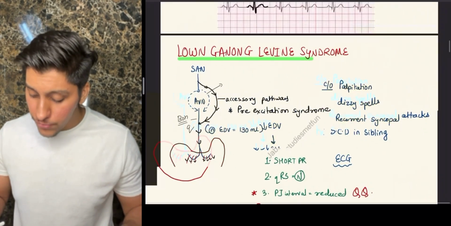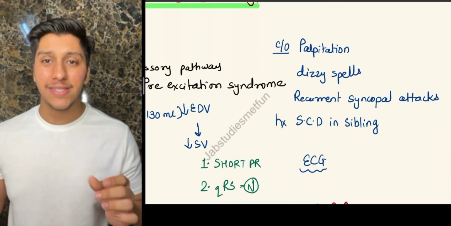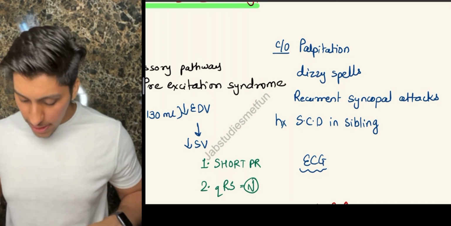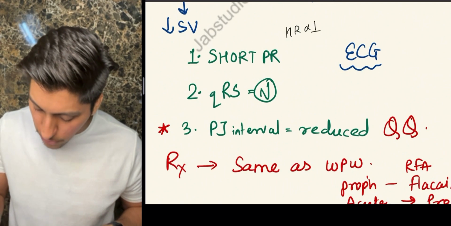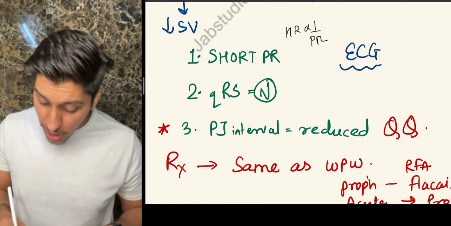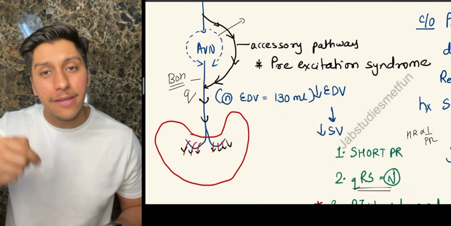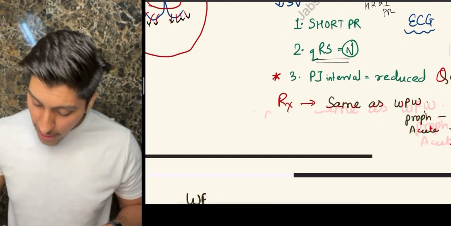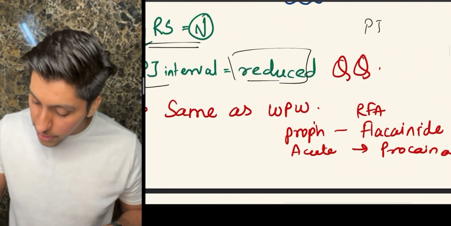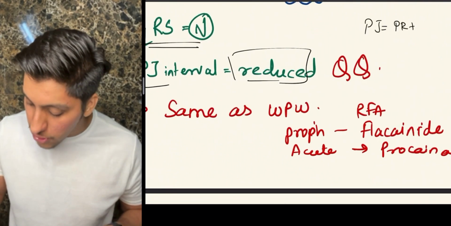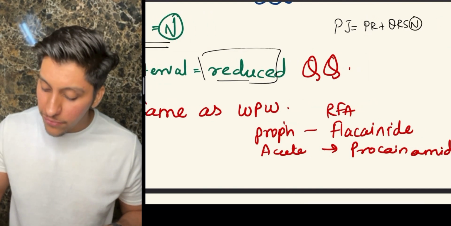So let's talk again. The features are going to be similar: palpitations, dizziness, recurrent syncopal attacks, and history of sudden cardiac death. In ECG features, short PR interval. Why? Because the heart rate is inversely proportional to the PR interval. The QRS is going to be normal. Why? Because after bypassing the AV node, it is getting back to the bundle of His. And then the PJ interval is going to be reduced. Now, why reduced? PJ interval is equal to PR interval plus your QRS. QRS is going to be normal, but the PJ interval is going to be less.